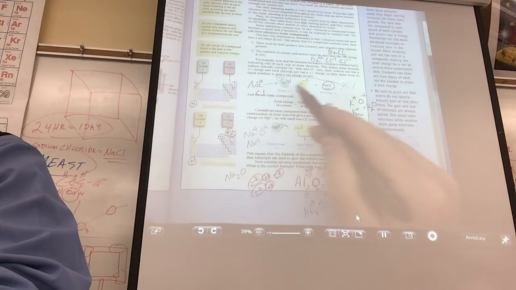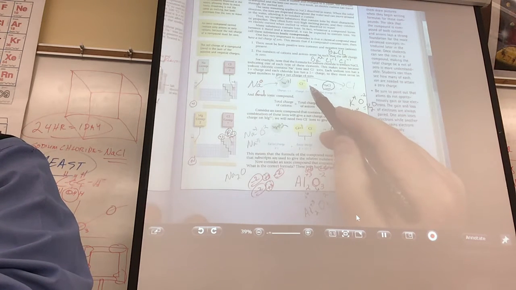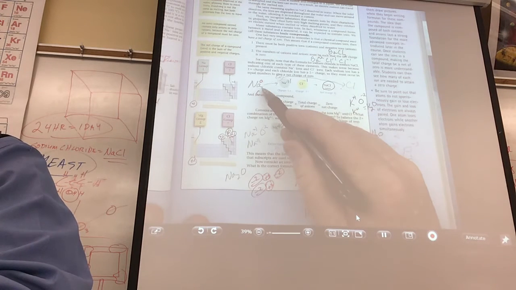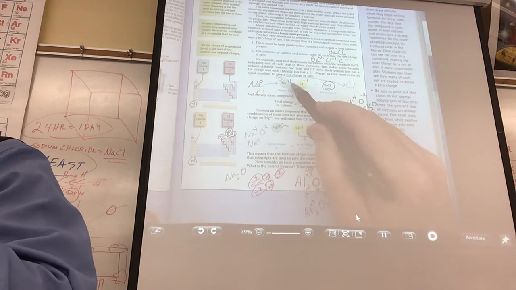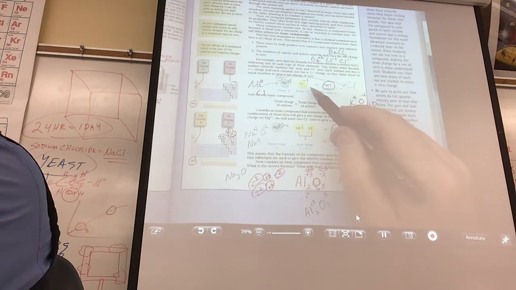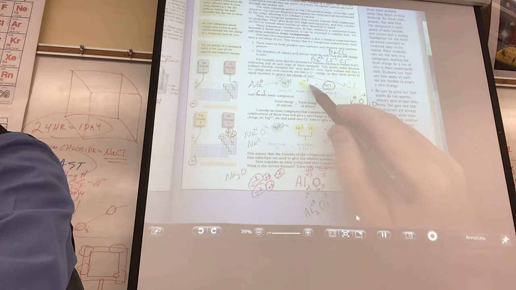Sodium comes close to chlorine. Sodium would tend to become what kind of an ion? Positive. Sodium would try to lose 1 electron and become a +1 ion, wouldn't it? And what would chlorine do? Look at his number. Well, he wants to do what? He wants to gain 1, doesn't he? He's going to become a -1 ion, isn't he?